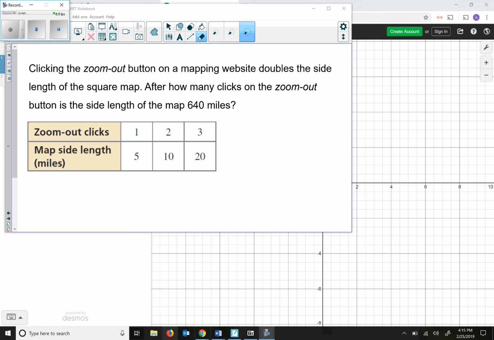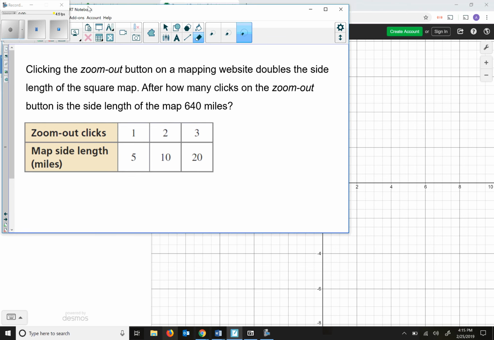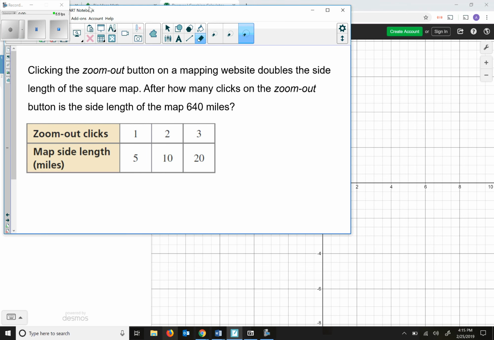As promised, here is my video for the last example problem on section 6.6, which is geometric sequences. So here's the problem that we're looking at. And the reason I wanted to do this as a video instead of in class is because it does require a little bit of graphing calculator work.